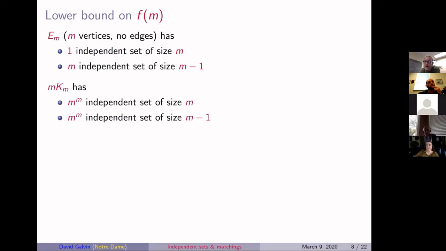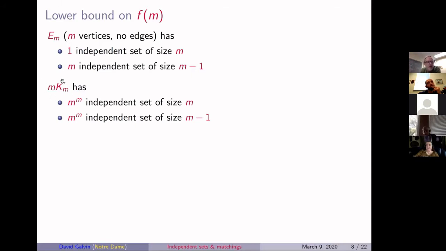And if you play around for a little bit, you'll come up pretty quickly with the construction of the Turan graph, not the Turan graph, the complement of the Turan graph: the disjoint union of m complete graphs on m vertices. This has m to the power m independent sets of size m, and it also has m to the power m independent sets of size m minus 1. There are m choices for which one of the Km's you ignore, and then you have m to the power m minus 1 for what you have left, and that multiplies out to m to the m.